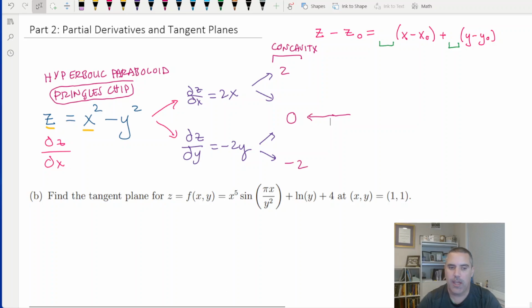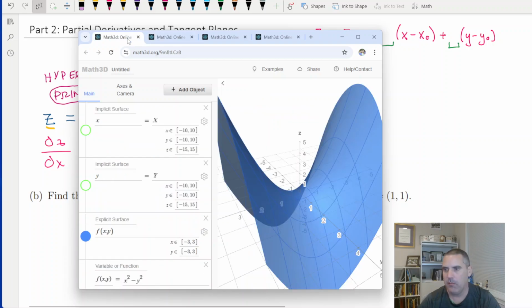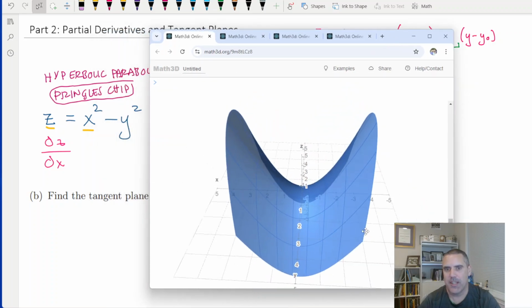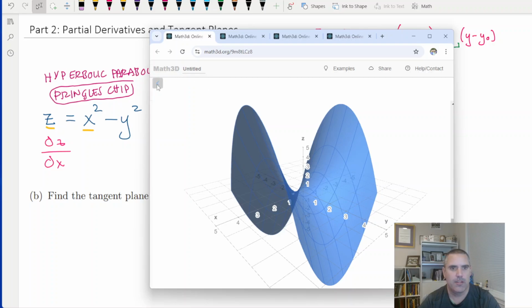So let's look at the Pringles chip, because I think that gives us a good visual. Here's the Pringles chip. Sometimes we call it a horse's saddle. Whatever you want to call it, whatever you want to look at it as.